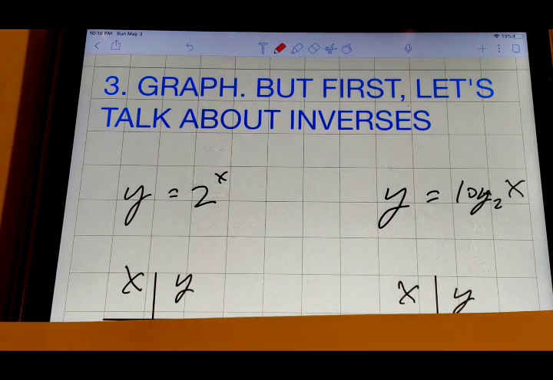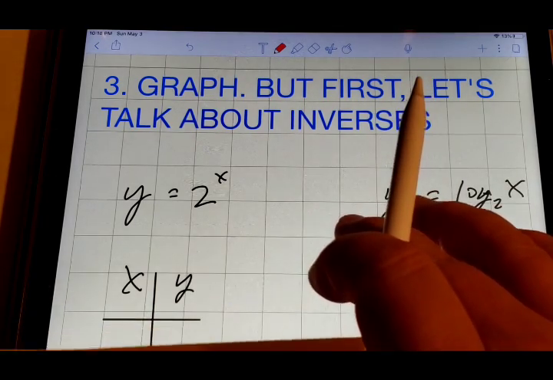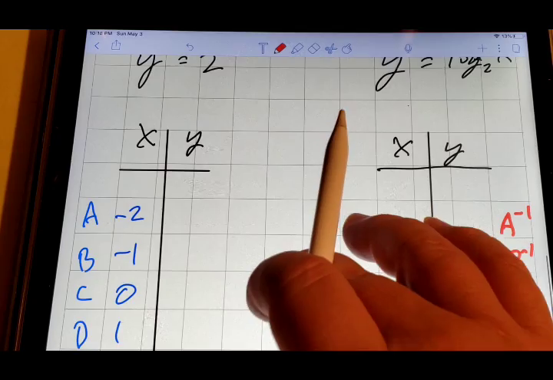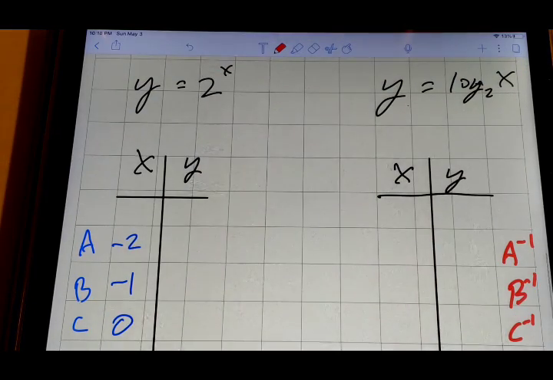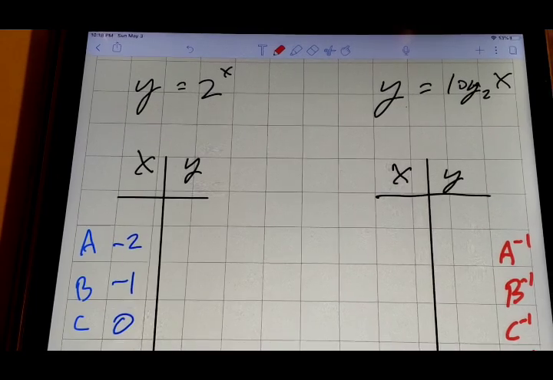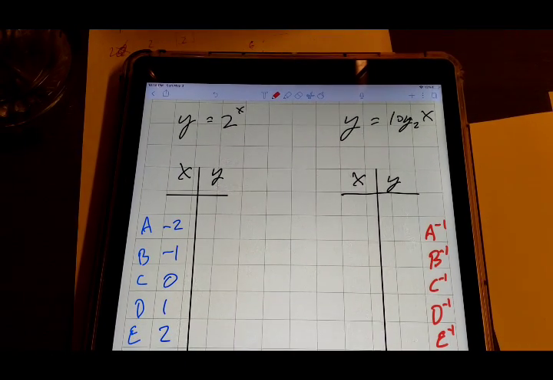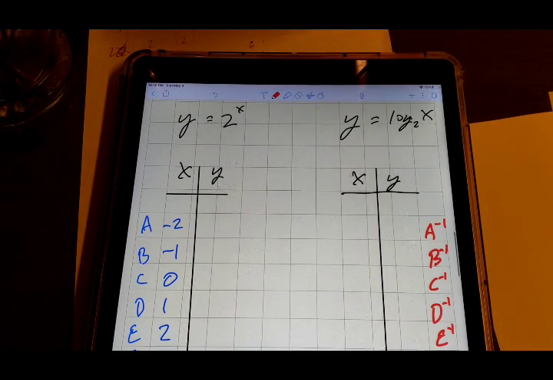Level 3 is the graph, but I say, you know what? First, let's talk about inverses. This might not be required, but a lot of books do it this way, so I'm going to do it this way too. I'm going to talk about inverses. You could see it as a way of easing into the concept, if we want to do that. Not a requirement, but first talking about inverses.